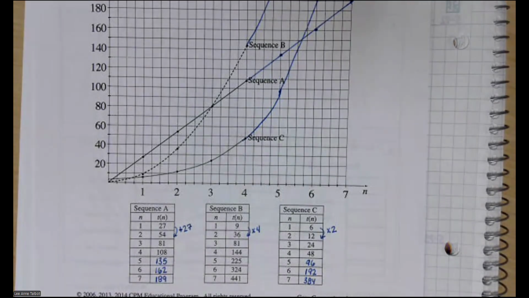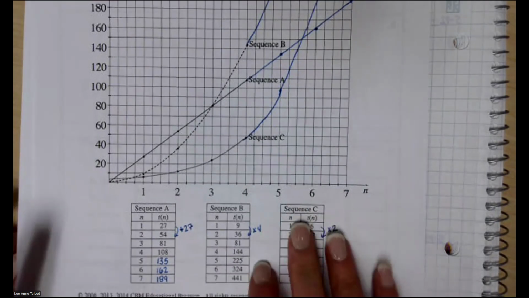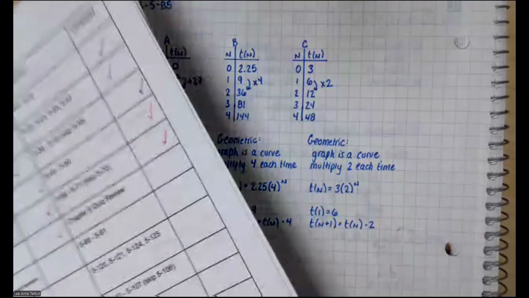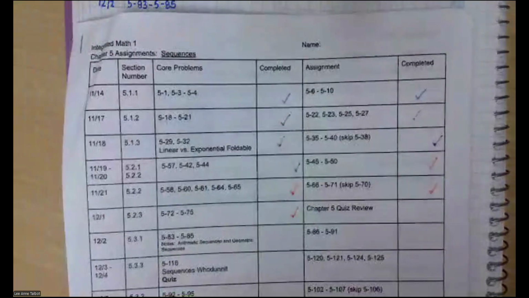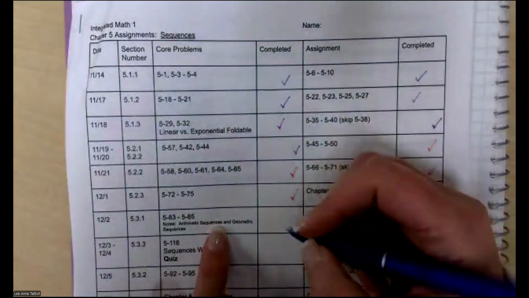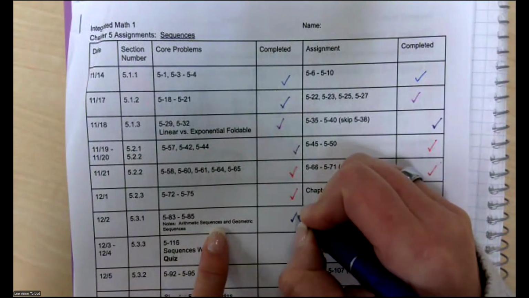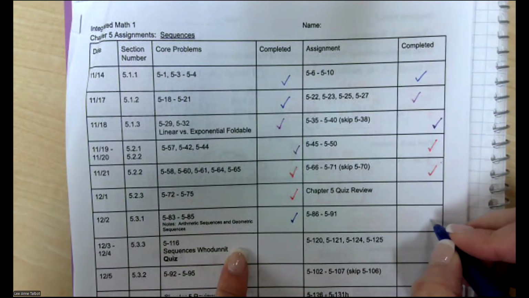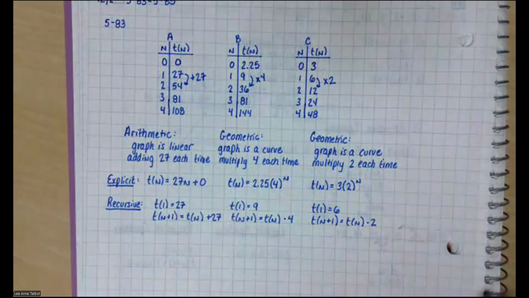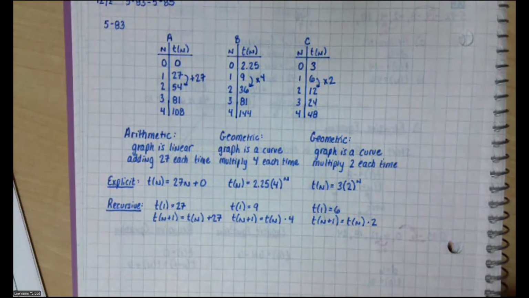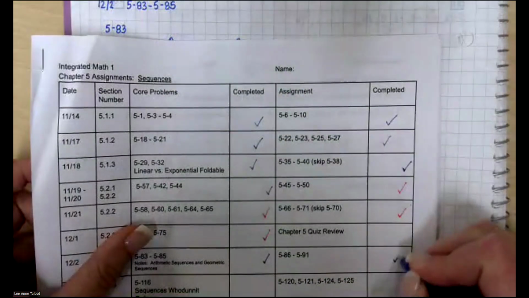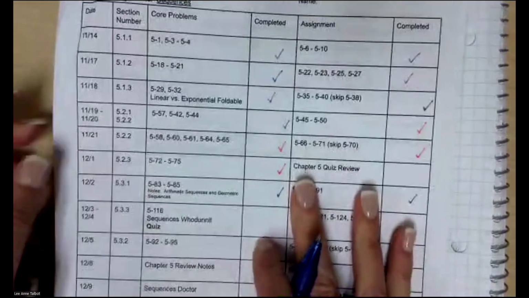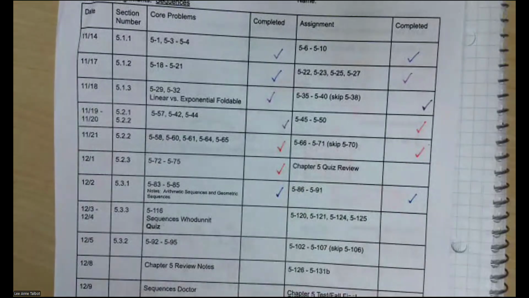All right. What is the homework? 86 to 91. And I will hold off stamping because there were a lot of you that had questions on that worksheet. So if you need to finish it, that's totally fine.